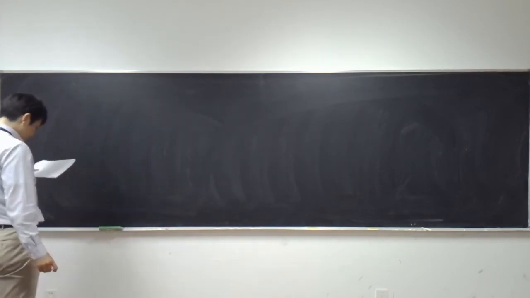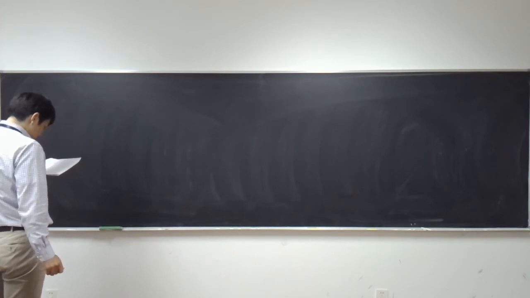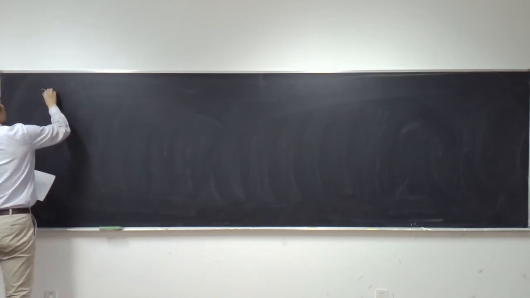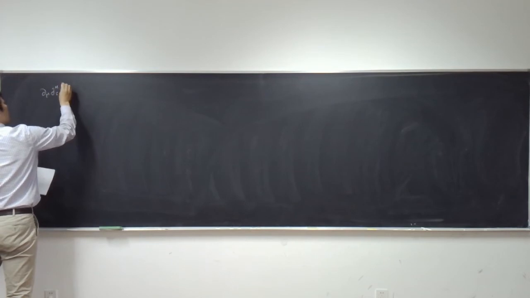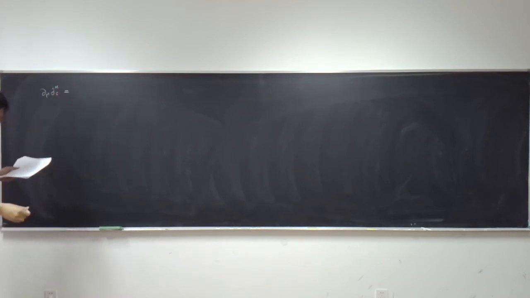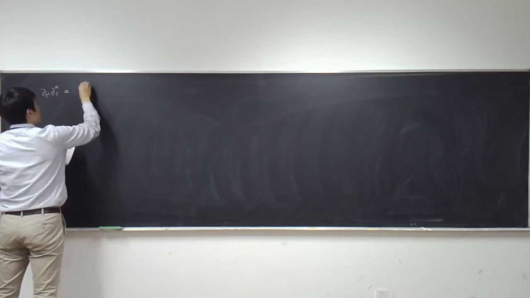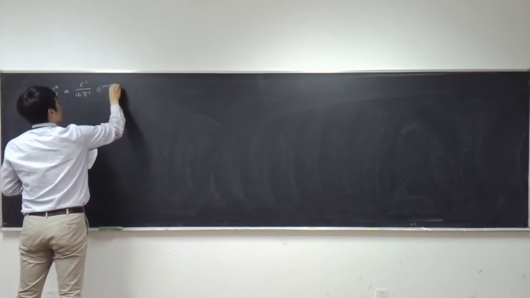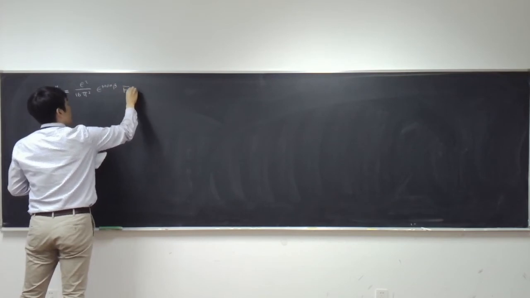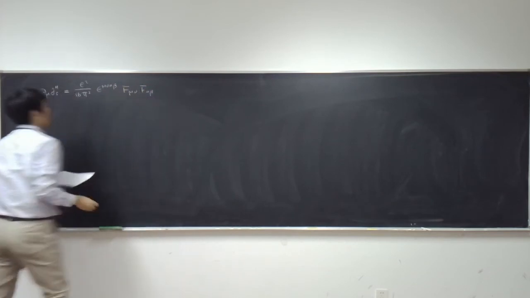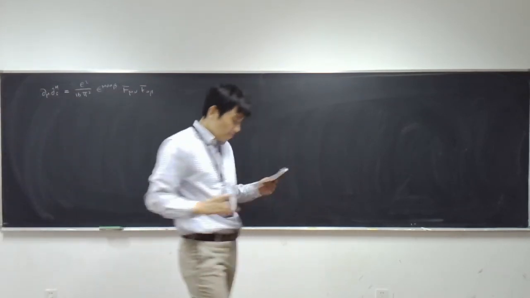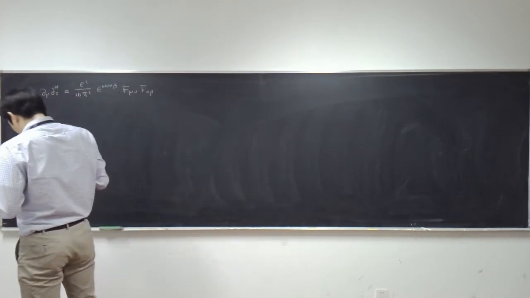As I mentioned last time about the anomaly, the current J mu 5 has the following term: e squared over 16 pi squared, epsilon mu nu alpha beta, F mu nu, F alpha beta. That's the anomaly we saw last time. Now I assume the pion mass is zero.